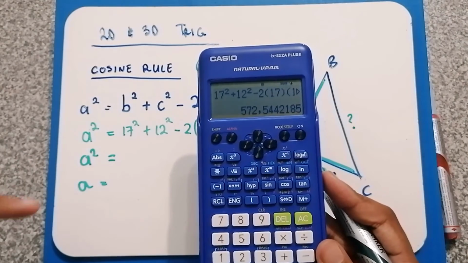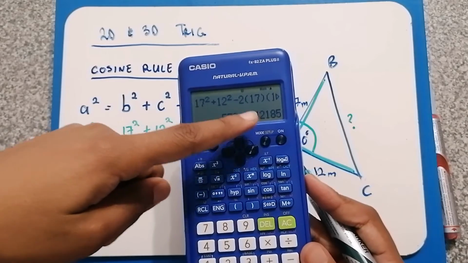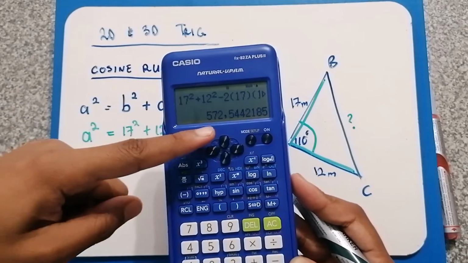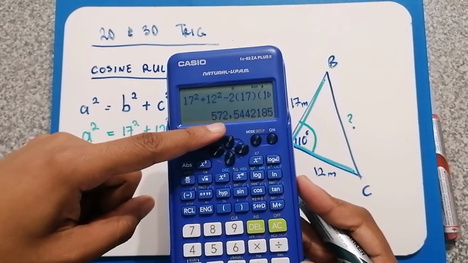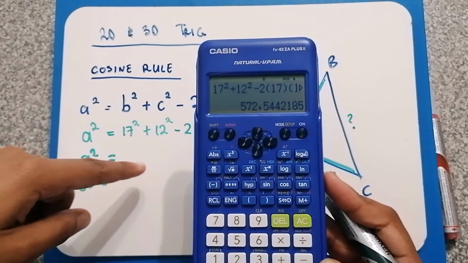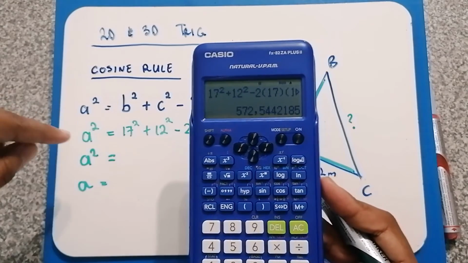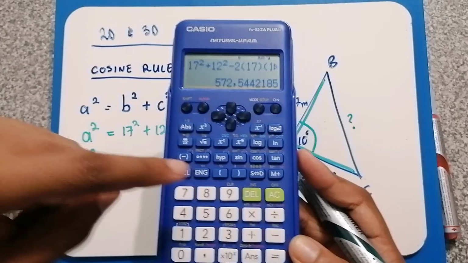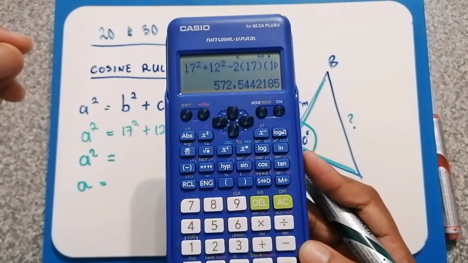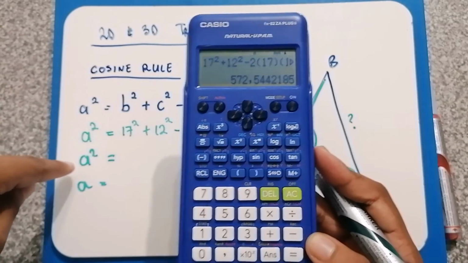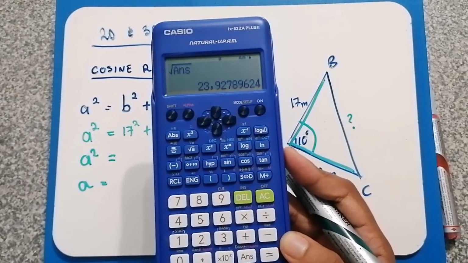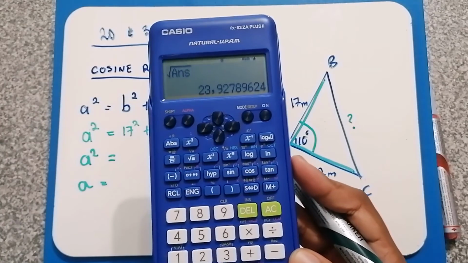Okay, so I punched in the values in my calculator. We have 17 squared, 12 squared, and everything else, as you can see. And then when I press equal to, I get this answer of 572,54. There are a couple more decimals, but that's maybe not relevant because I'll just round it off. But what I do suggest is make use of your answer button. This button stores the last answer in your calculator. And so when you're taking the square root to get A, you can just say the square root of answer, and then that gives you the exact answer without any rounding off.